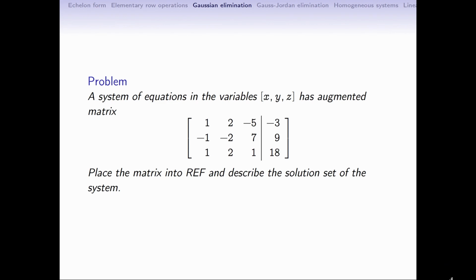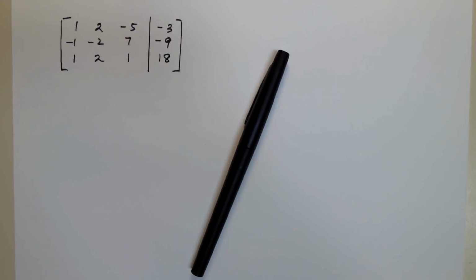Place the matrix into reduced echelon form and describe the solution set of the system. So let's head over to the document camera and look at the solution to this problem. All right, welcome back to the document camera. Let's take a look at this problem in some detail.